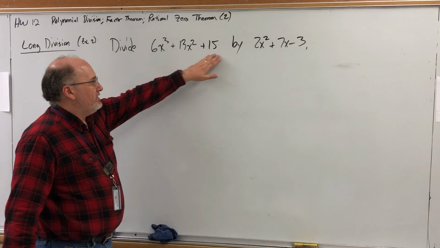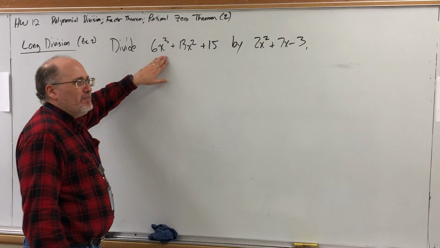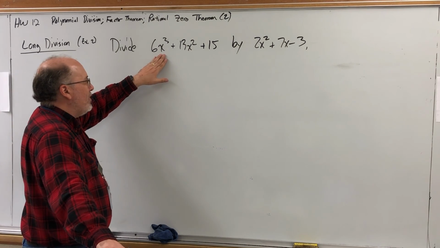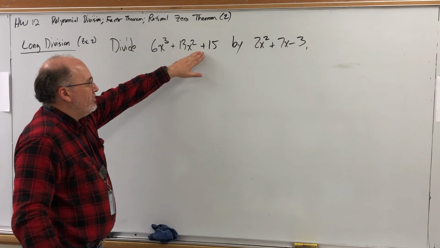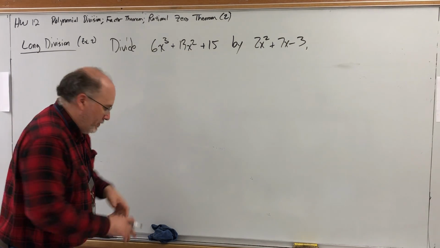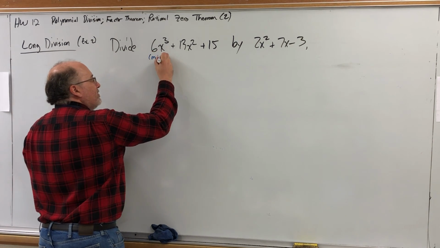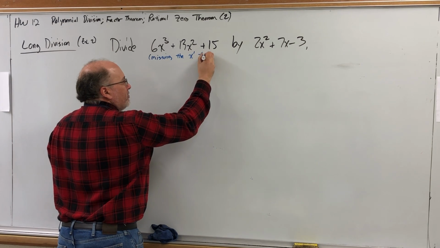If you'll notice in the dividend, there's a missing power. By missing power, I mean from the highest power, every power below that should be represented. Here's x to the third power. Here's x to the second power. Here's x to the... There is no x to the first power. This polynomial is missing the x term, the x to the first power term.